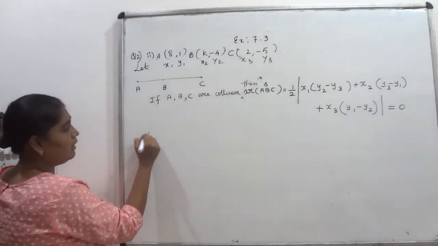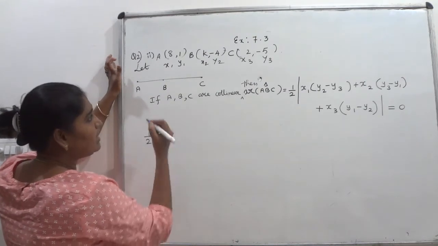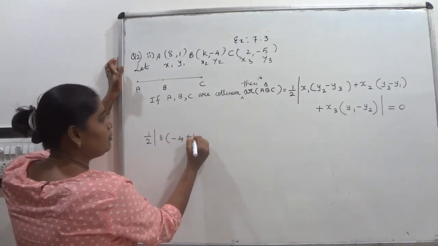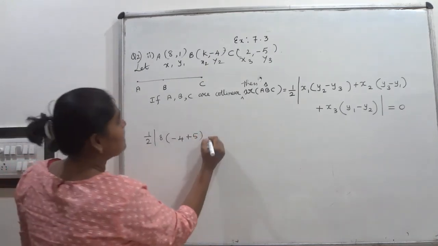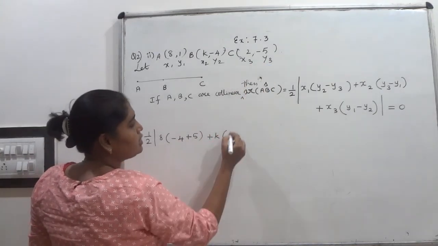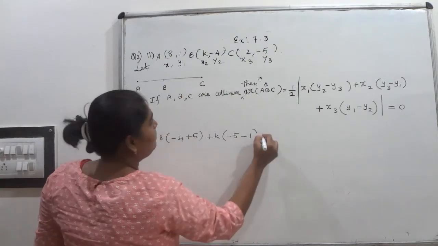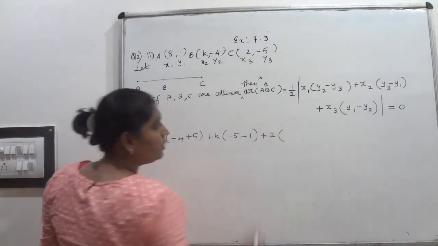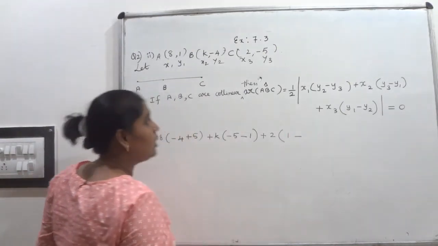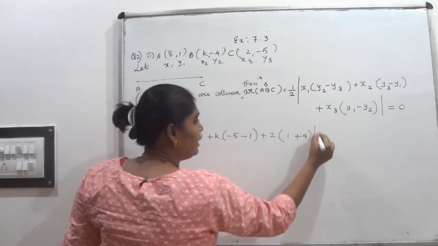So, write over here half modulus x1 value is 8, into (y2 minus y3). y2 is minus 4, minus of minus 5 will give you plus 5. Plus x2 is k into (y3 minus y1). y3 is minus 5 minus y1 that is minus 1. Plus x3 value is 2 into (y1 minus y2). y1 is 1 minus y2 is minus 4, minus of minus 4 will give you plus 4, equal to 0.